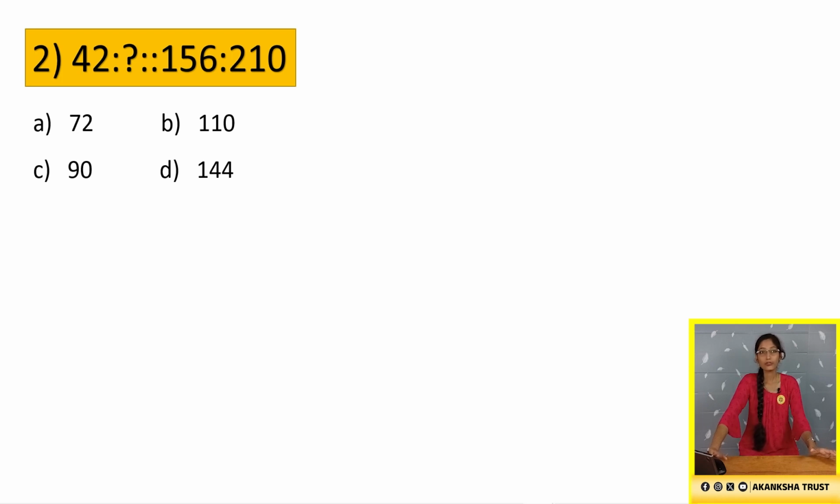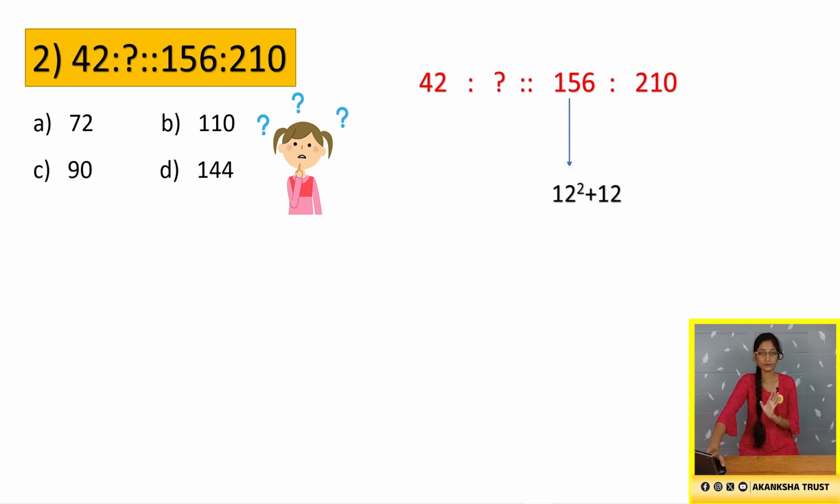Question number 2. 42 and question mark, that is one set. Then 156 and 210. You have to find the relation between the second set of numbers, 156 and 210. Four options are given: 72, 90, 110 and 144. Let's see the relation between 156 and 210. Can you find a perfect square near 156? 144, isn't it? So 144 is the square of 12.